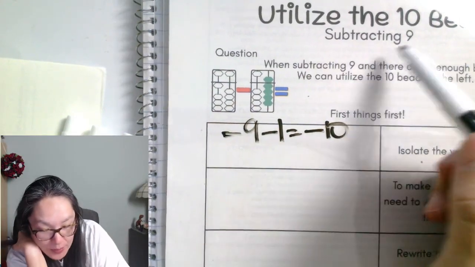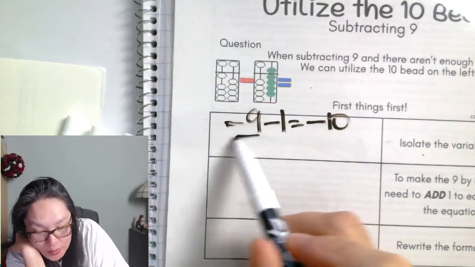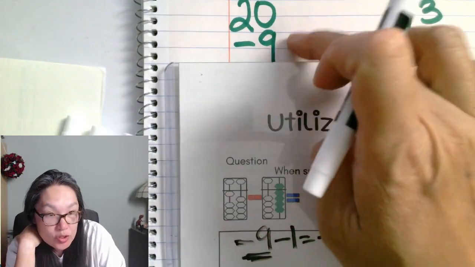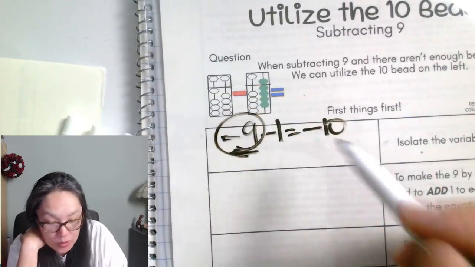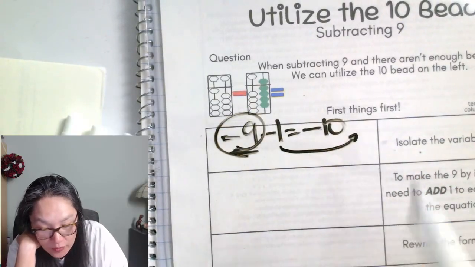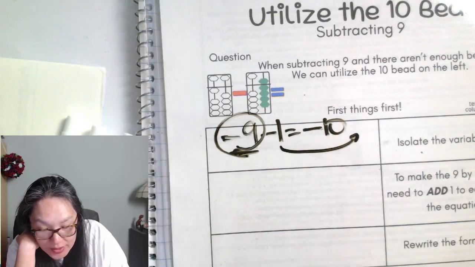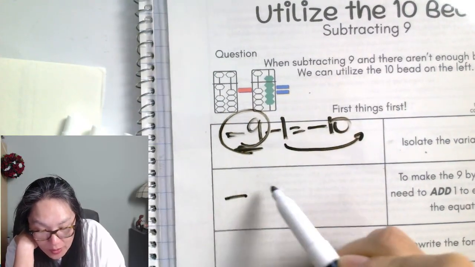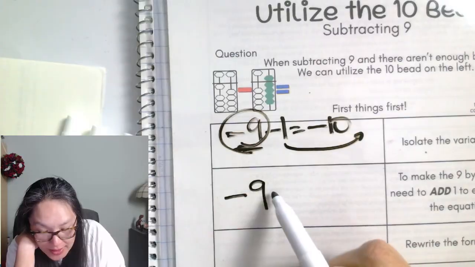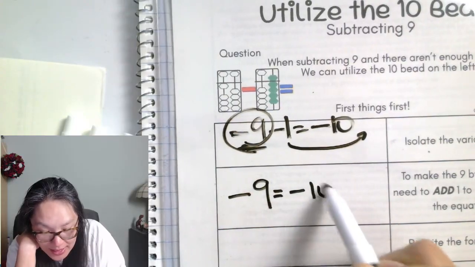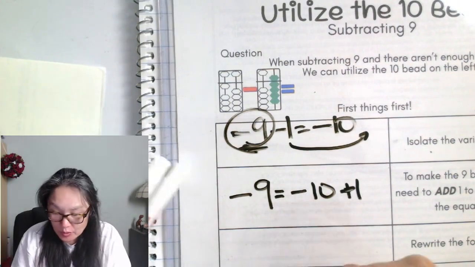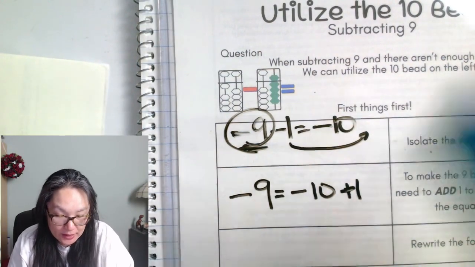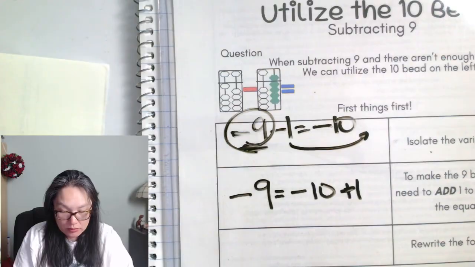Now what's going to happen is I need to subtract the 9. That's what we're trying to do. So I'm going to isolate my variable. This is the variable I'm going to isolate. So I'm going to move this over here. I'm going to add the 1 to this side. So when I rewrite my formula, it's minus the 9 equals to minus the 10 plus the 1. So what does that mean? That means I'm going to minus the 10 plus the 1.